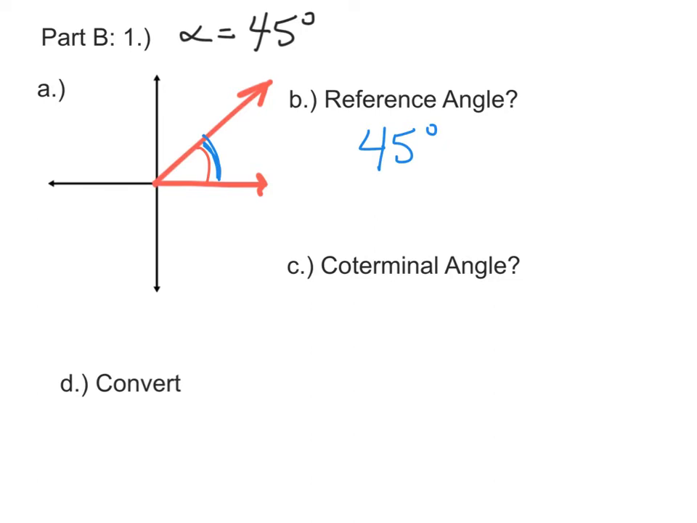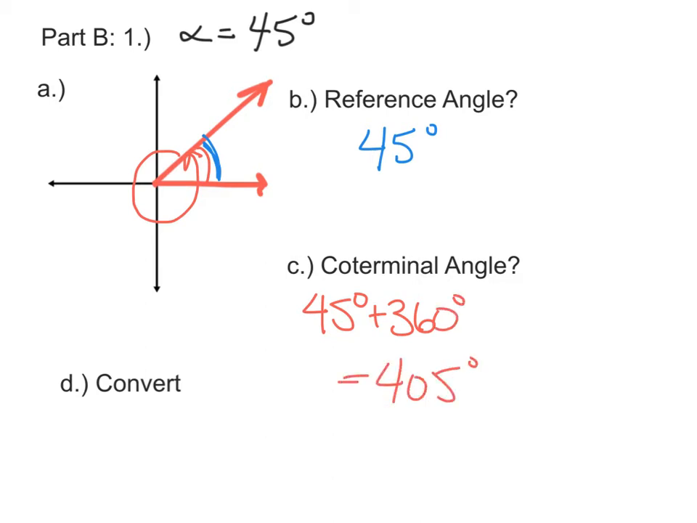A coterminal angle is going to be an angle where the terminal side stops in the same spot. However, it has a different angle measure. So what I'm going to do is to take the terminal side of this angle and rotate it one more time around the circle. So if we start at the 45 degrees and add one more trip around the circle, we'll end up with 405 degrees. And 405 is one of infinitely many coterminal angles.